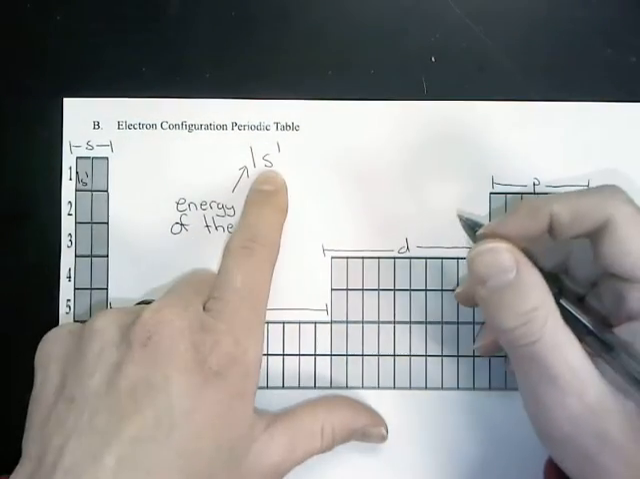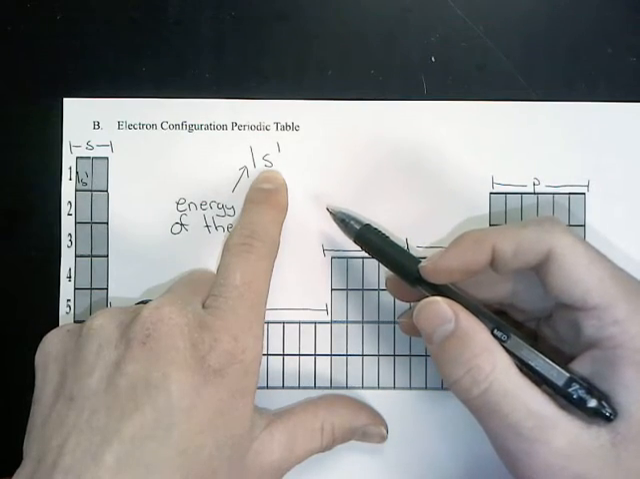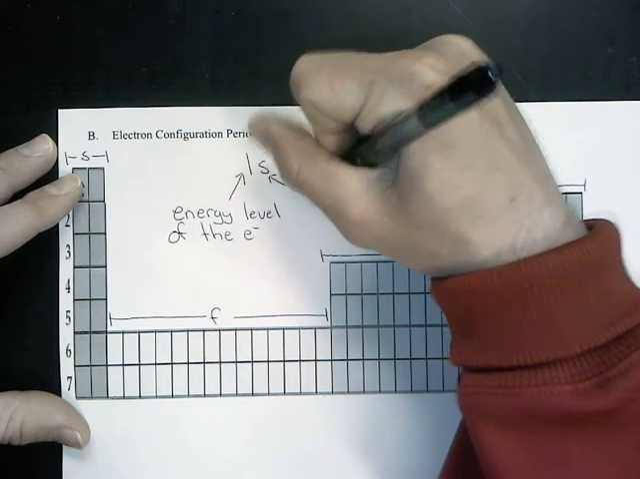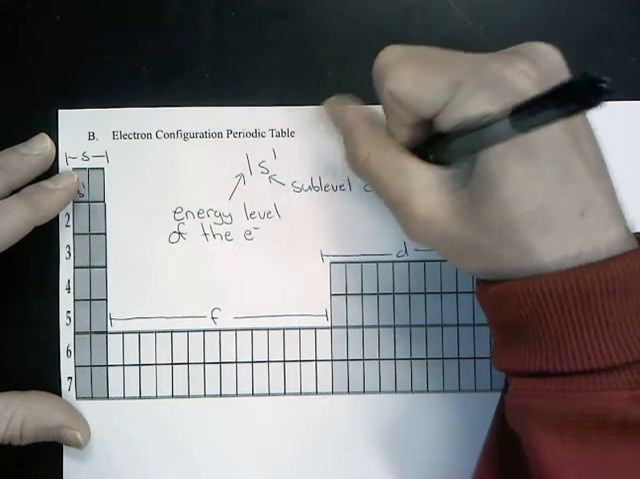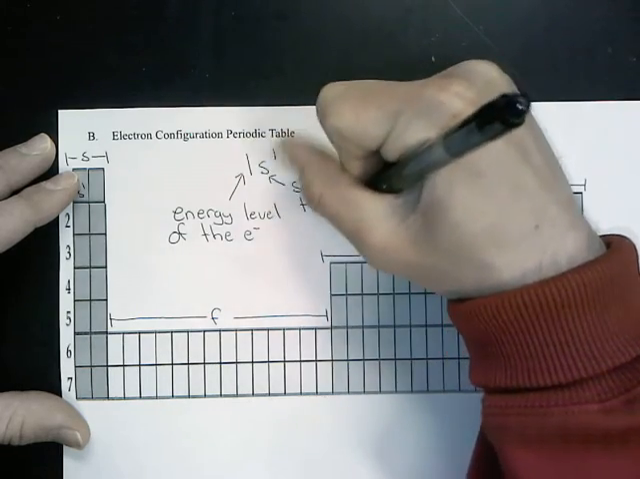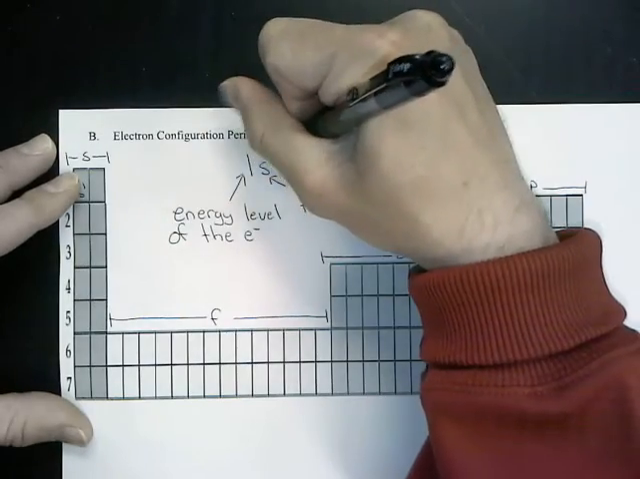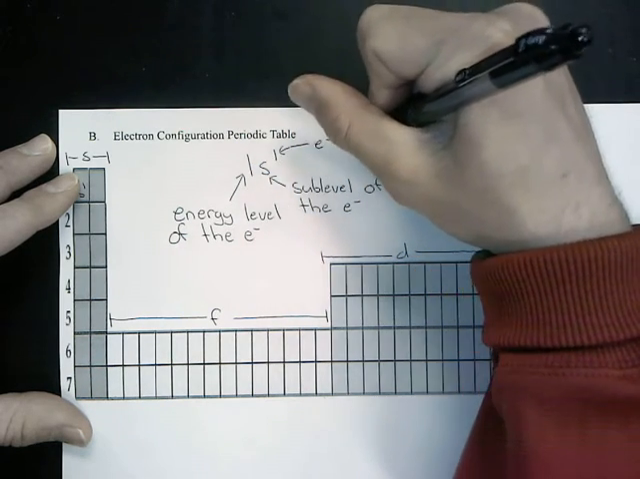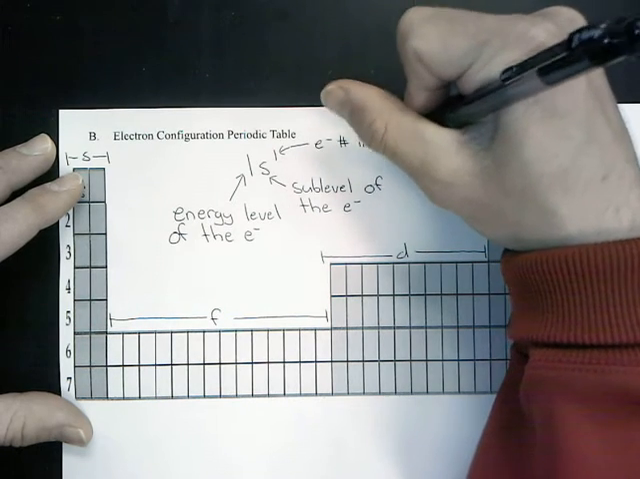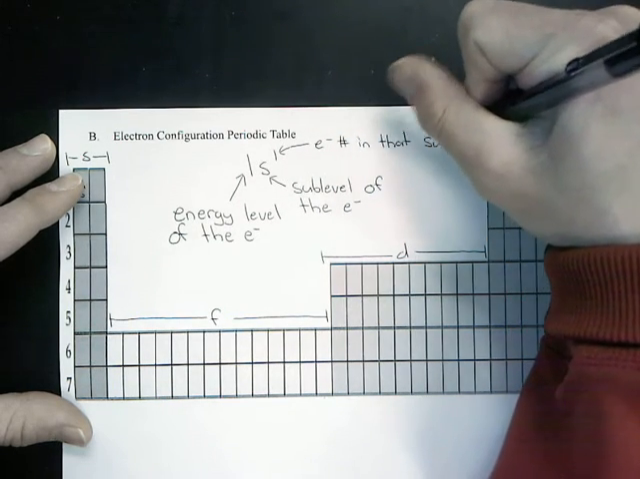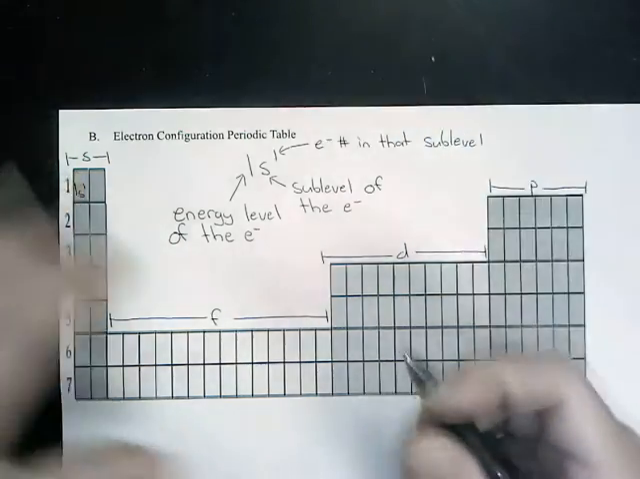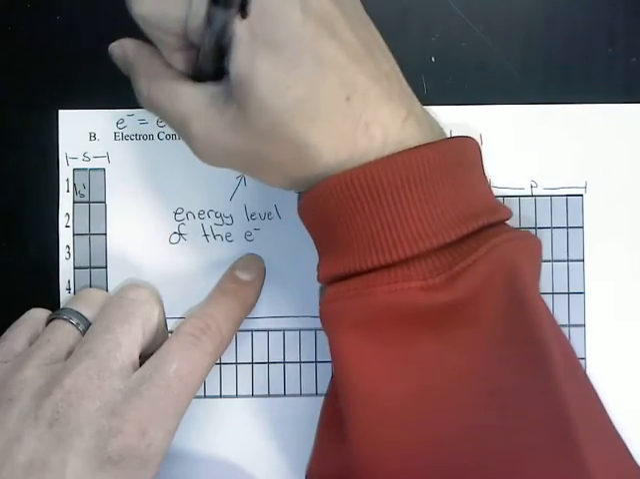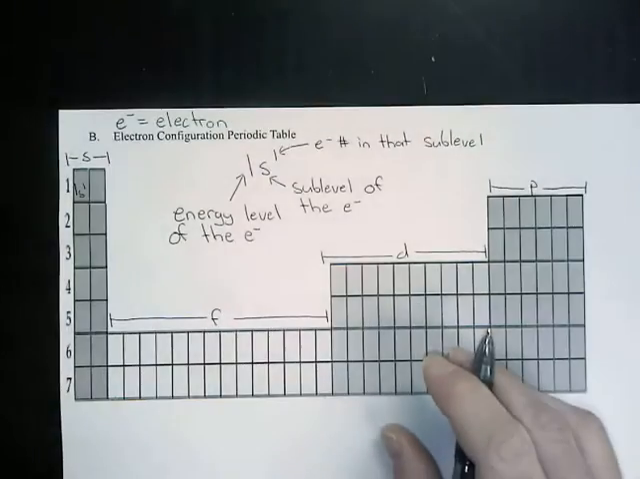Then we move over to the letter, and the letter will either be an S, P, D, or F, and this letter is the sublevel of the electron. Our last number, written as a superscript, is the electron number in that particular sublevel. The other thing I should note is that this e to the minus is just my abbreviation for electron. So if you see e to the minus, that is an electron.